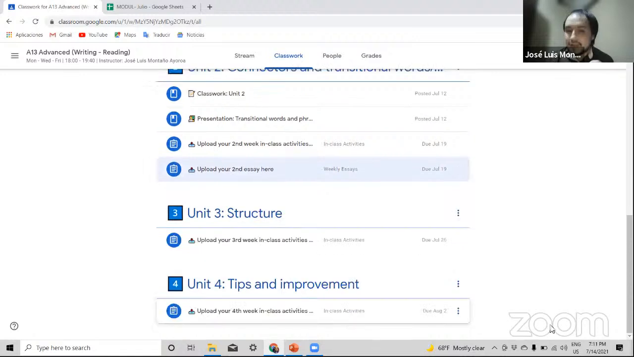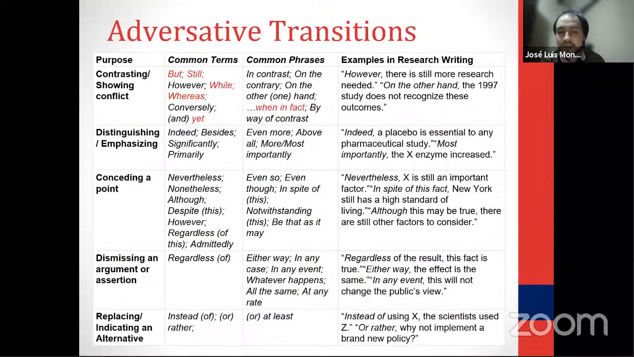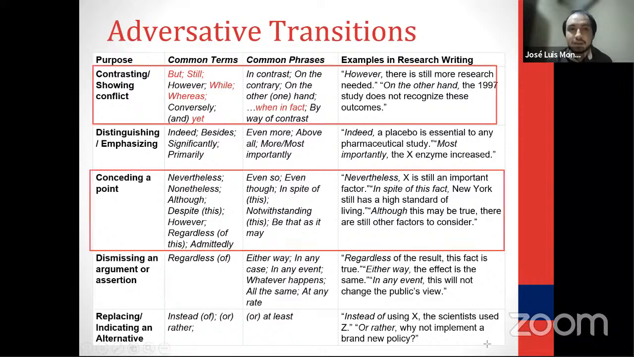Now let's go then to the lesson itself, and let's continue covering this. If you have extra questions, please let me know. The essay is going to be with these words that we are learning here. Let's go to the second group. Again, we're going to cover only 3 groups. The most important ones are this one that we already covered, this one considering a point, and replacing an indicator, alternative.